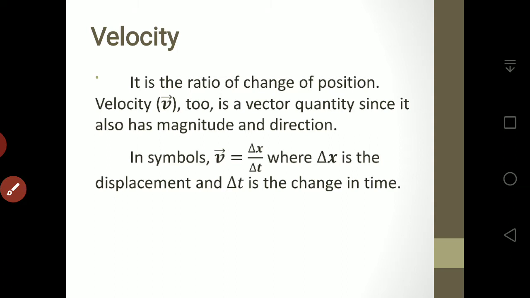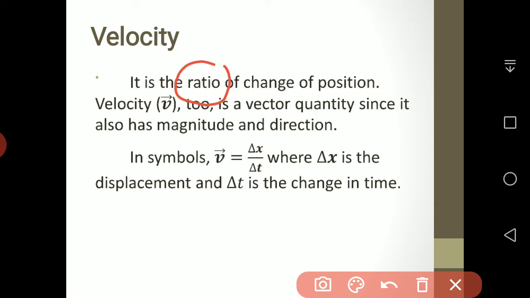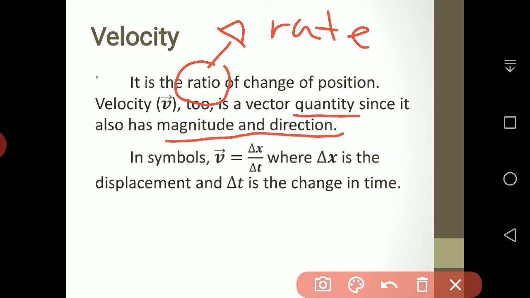Velocity naman, it is the rate of change of position. Hindi ito ratio, rate dapat yan. Gaano kabilis nag-change ang position. Velocity too is a vector quantity kasi magnitude and direction.